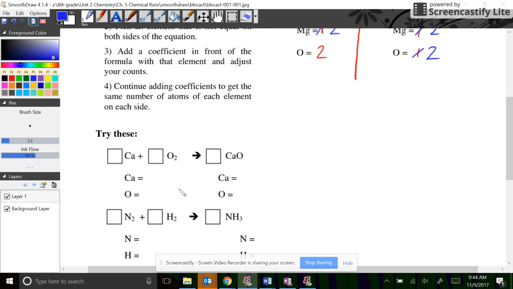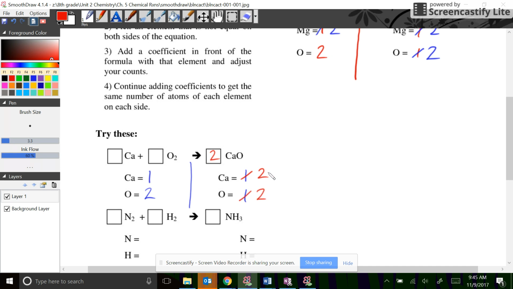So let's look at this one. This is very similar to what we just did. Again, I'll put a line here to separate the reactants on the left from the products on the right. I have Ca, there's 1 calcium, and I have 2 oxygens. Over here, I have 1 and 1. So now, what am I going to do? Well, same as we did last time, the oxygens are not balanced. I'll have to put a 2 here. So when I do that, that gives me 2 of each.